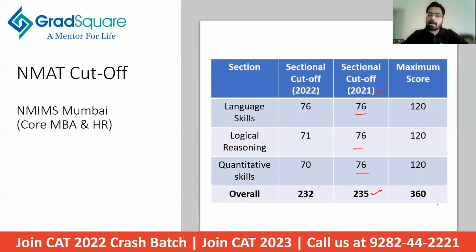Now make no mistake, you have to clear the individual section cutoff and also the overall score. For example, you might end up getting an overall score of, let's say, 250, but you get, let's say, 72 in one section. You are still not getting a call from NMAT Mumbai's MBA and Core MBA and HR program. So you have to clear the individual section cutoff. Similarly, if you have cleared the individual sectional cutoffs but have not been able to clear the overall cutoff, you are still not getting a call. So let's say if you got 77 on all three sections, but overall you were less than 235, you are still not getting the call, right?